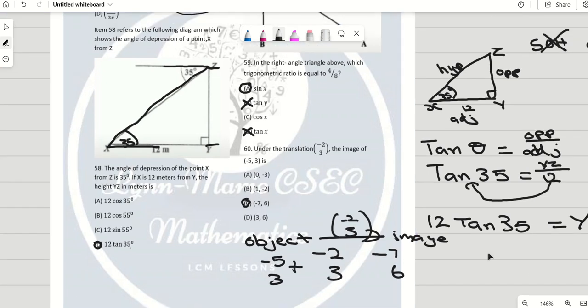And that is the end of January 2023, paper 1. And I did this question, guys, in 1 hour and 10 minutes.